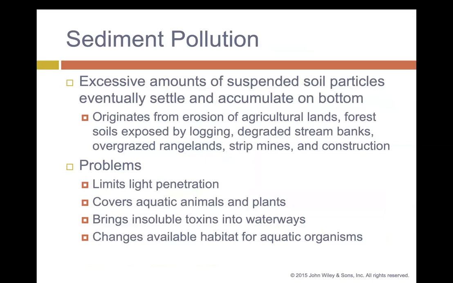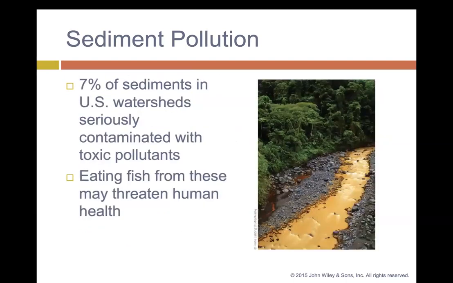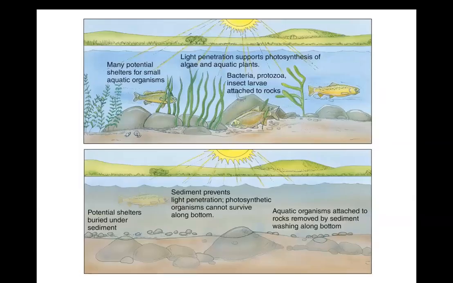Sediment pollution is when there are excessive amounts of suspended soil coming from maybe erosion from farms, forest soils, degraded stream banks, overgrazed rangelands, and so forth. Problems from sediment pollution are that it can limit light penetration, cover animals and plants, and bring insoluble toxins into waterways. 7% of sediments in the U.S. watersheds will seriously contaminate the water because they are filled with toxic pollutants. So eating fish from these sediment-polluted waters could threaten human health. And you can see how the sediment prevents light penetration so that it'll kill all the plants below.